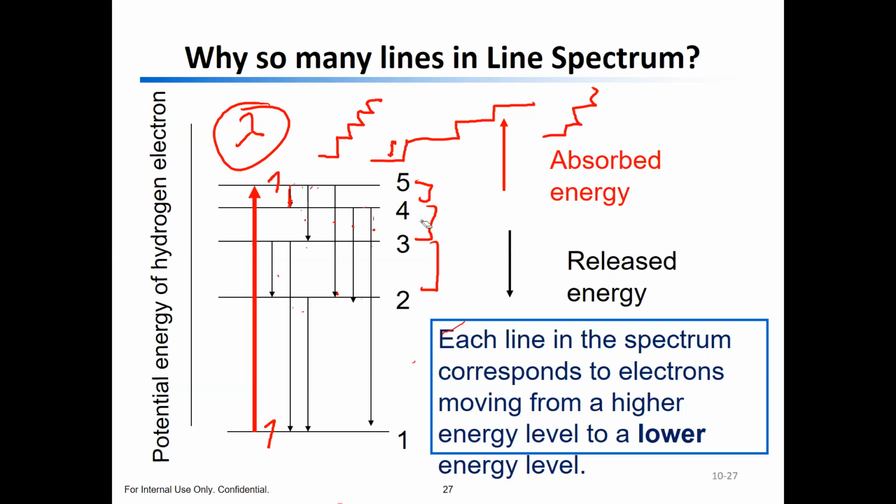And for every atom, the distance or the energy difference between all these orbits is going to be different. And because this energy difference is different for every atom, when the electron moves from one orbit to another orbit, we're going to have a different E value. If we have a different E value, we're going to have a different wavelength. And if we have a different wavelength, we have a different type of light.